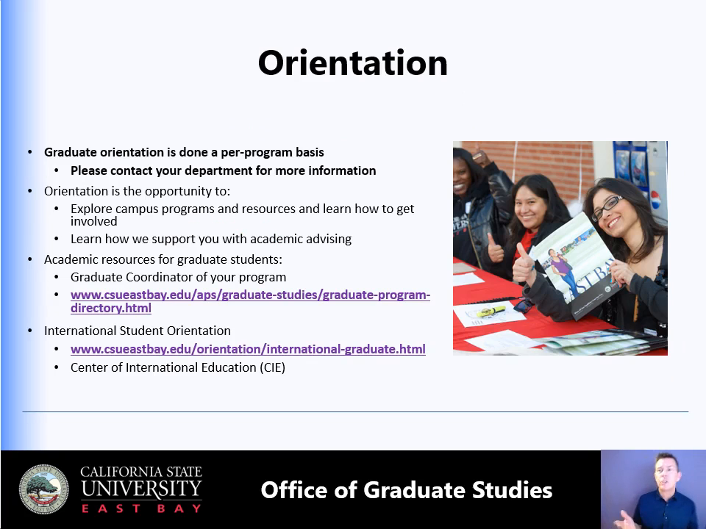So I'm doing this very general orientation for all graduate students, but really your individual master's programs are very, very different. They have different requirements and different timelines and different expectations. So your department should also be contacting you and providing you with program-specific orientation information. They'll be able to help you so that you're ready to get started, you know which classes to enroll in, you know when to take them, and all the rest of that. So please do contact your department for information.